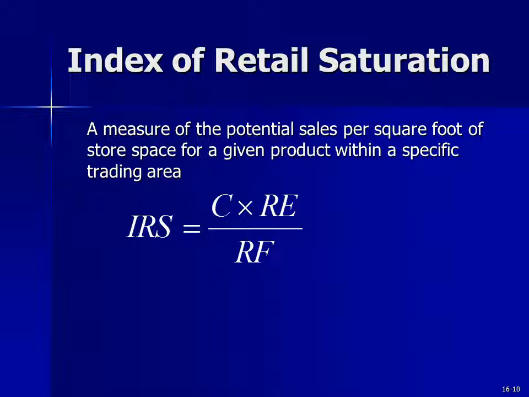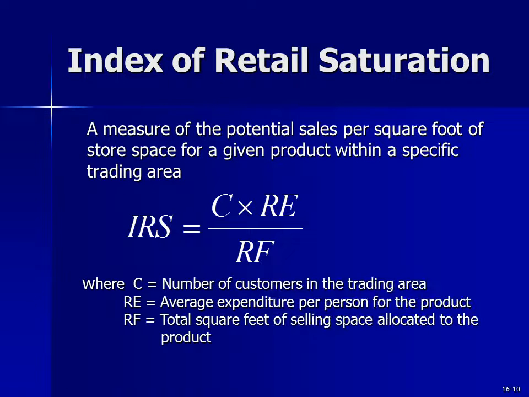It is a measure of the potential sales per square foot of store space for a given product within a specific trading area. Index of retail saturation is equal to C multiplied by RE divided by RF, where C is the number of customers in a trading area, RE is the average expenditure per person for the product, and RF is the total square feet of selling space allocated to the product.